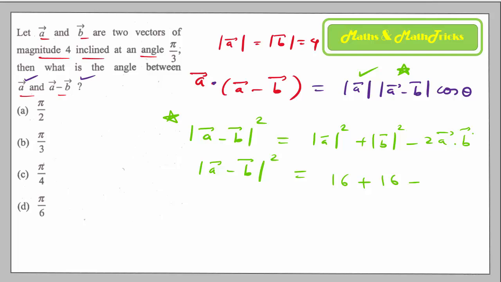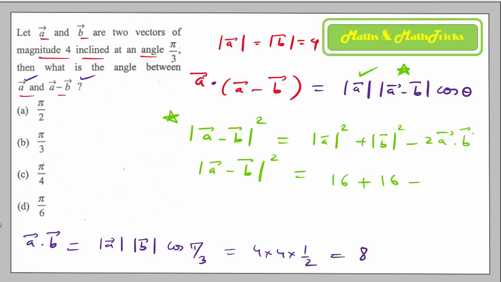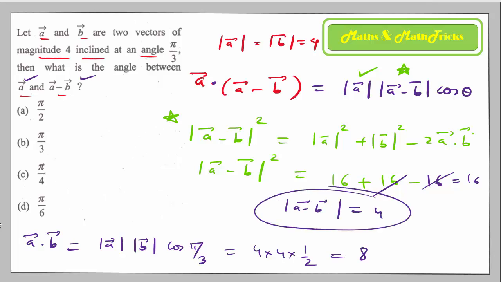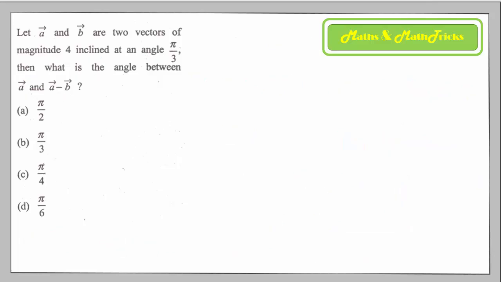Can you find out A dot B very easily? Yes, we could find out, because A dot B is equal to magnitude A, magnitude B, cos of angle between them, which they said pi by 3. So 4 into 4 into half, it is 8, isn't it? So this is 2 into 8, which is 16. 16 cancel, the resultant is 16. Now you are taking square root, right? Magnitude should be positive only, so it's 4. Magnitude of A minus B is 4. Yes, we are done.